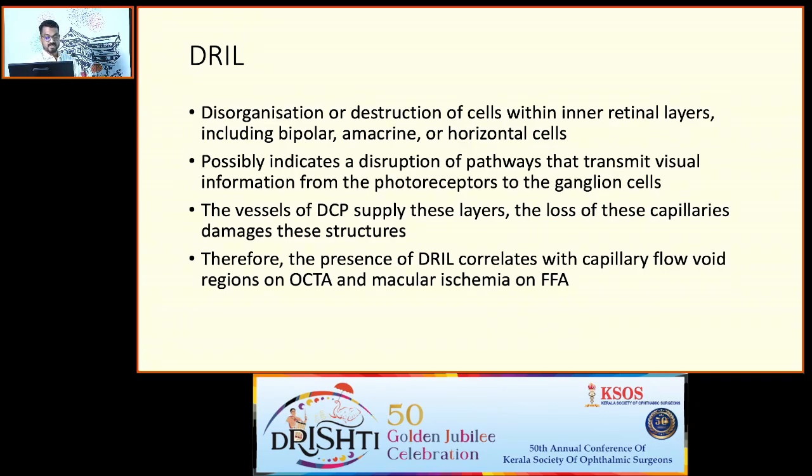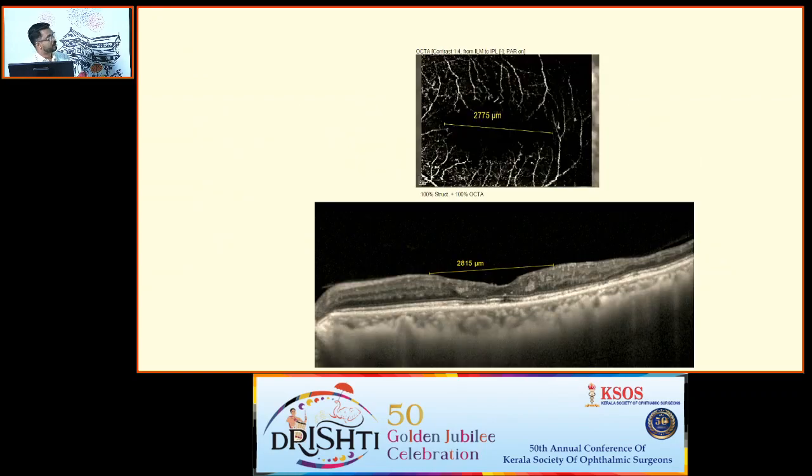It is disorganization or destruction of cells within the inner retinal layers, including bipolar, amacrine, or horizontal cells. It possibly indicates a disruption of pathways that transmit visual information from the photoreceptors to the ganglion cells. The vessels of the deep capillary plexus supply these layers, and the loss of these capillaries damages these structures. Therefore, the presence of DRIL correlates with the capillary flow void regions on OCTA and macular ischemia on FFA. This is the corresponding OCTA picture of this OCT, with the area of DRIL corresponding to the foveal avascular zone.